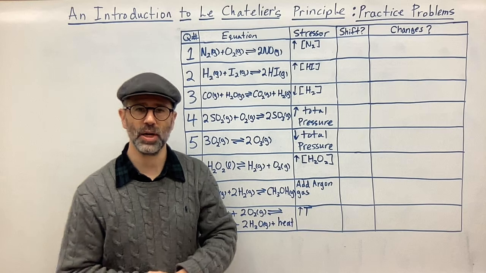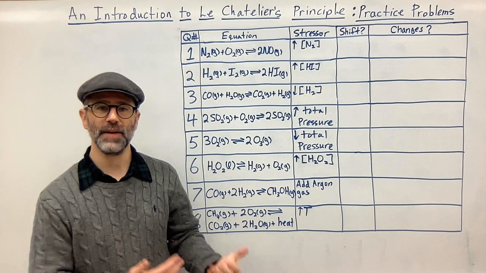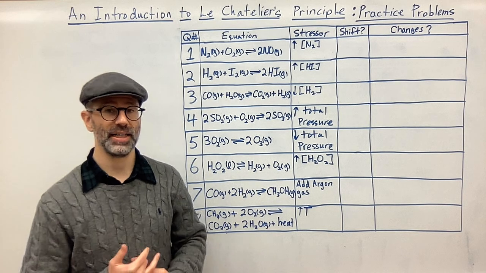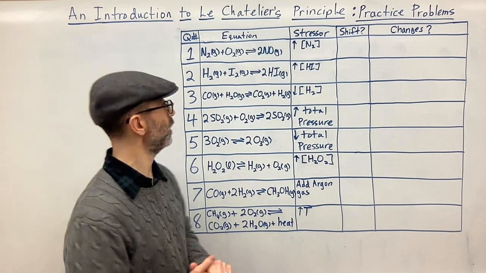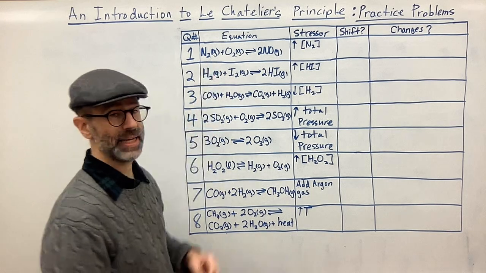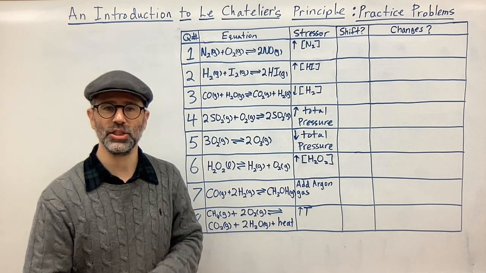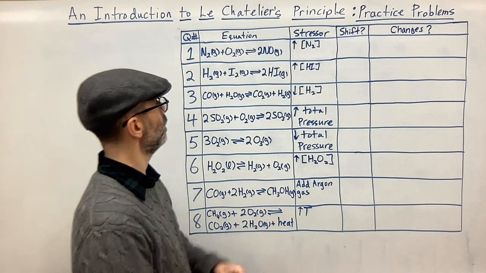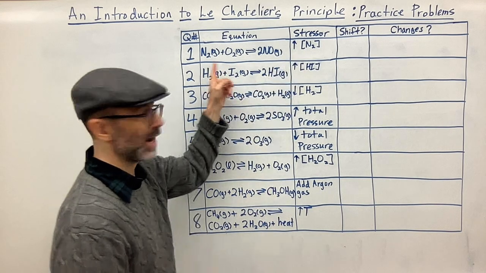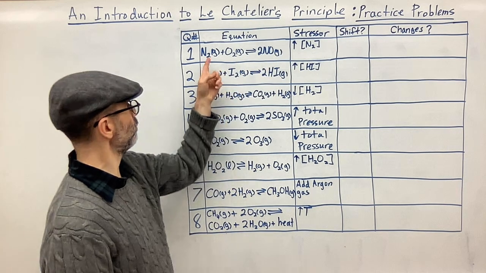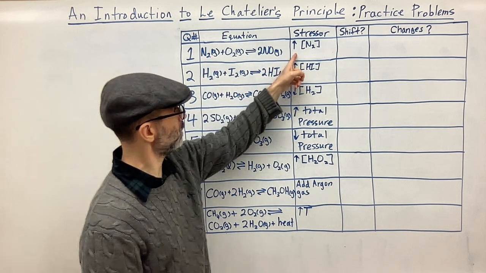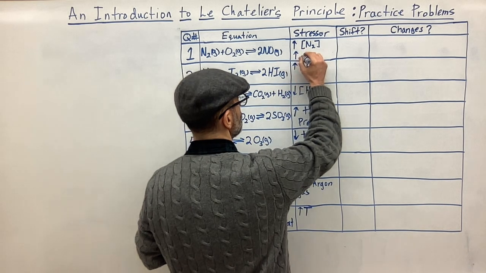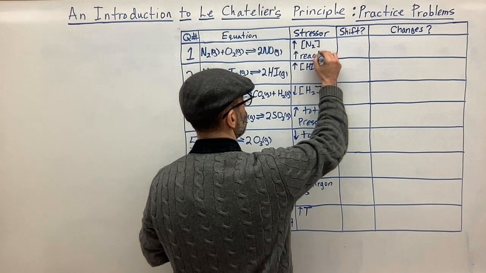So remember, the first question we want to ask ourselves is what phase is N2 in? Is it a liquid, solid, or is it a gas, aqueous, right? So if we go to here, we see N2 as a gas. So yes, there's going to be a change. So we've got to figure that out. So what is N2, a reactant or a product? It is a reactant. So we're increasing a reactant. So let's write that in, increasing reactant.